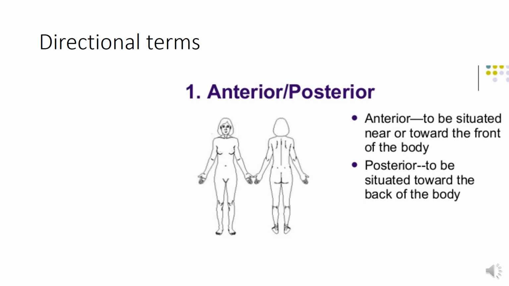So anterior means towards or at the front surface of the body. Posterior means towards or at the back surface of the body. So these are known as anterior and posterior. A structure which is towards or at the front surface of the body is called an anterior structure, or a structure which is located towards or at the back surface of the body is known to be located posteriorly.